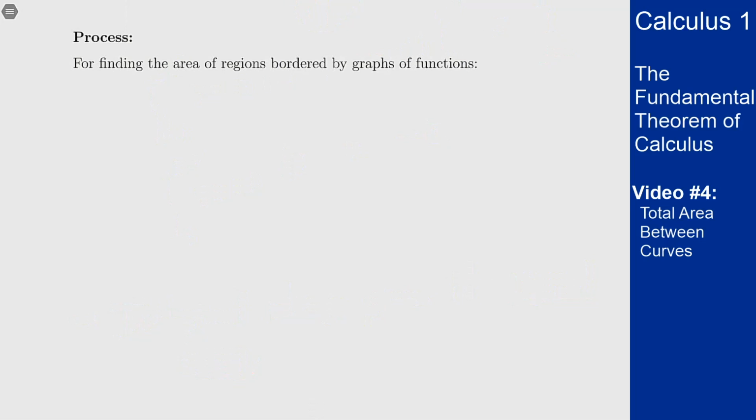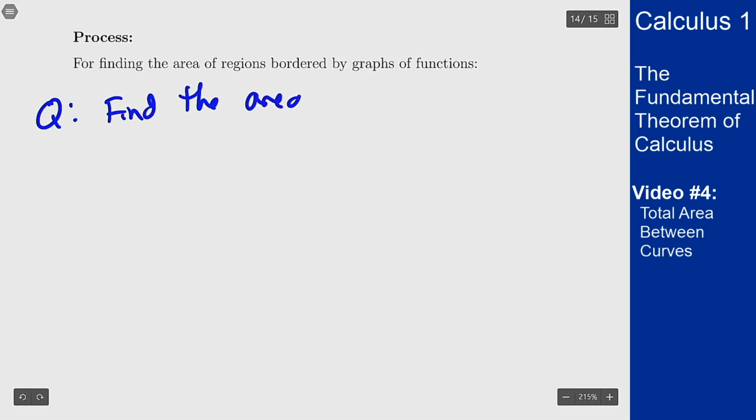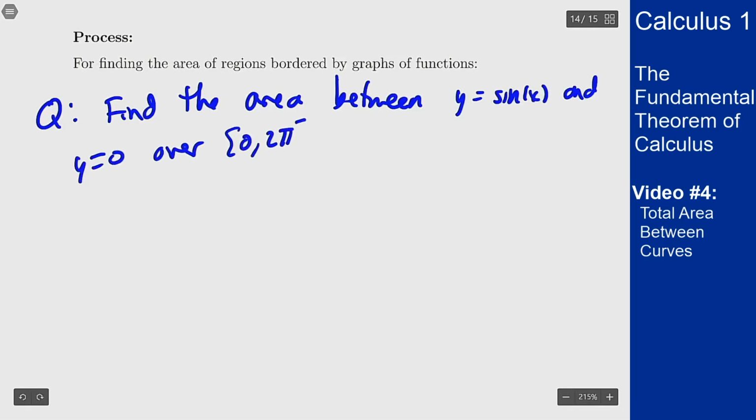So let's talk about a process here for how we find the area of these regions bordered by graphs of functions. What was the issue before? Well, the issue before happened at pi. What happened at pi? Well, pi is where sine crossed 0. The question before was something like find the area between the graphs of sine of x and 0 over the range from 0 to 2 pi. And we had an issue at pi because at pi, the integral went from being positive, with the region being above the axis, to negative, the region being below the axis.